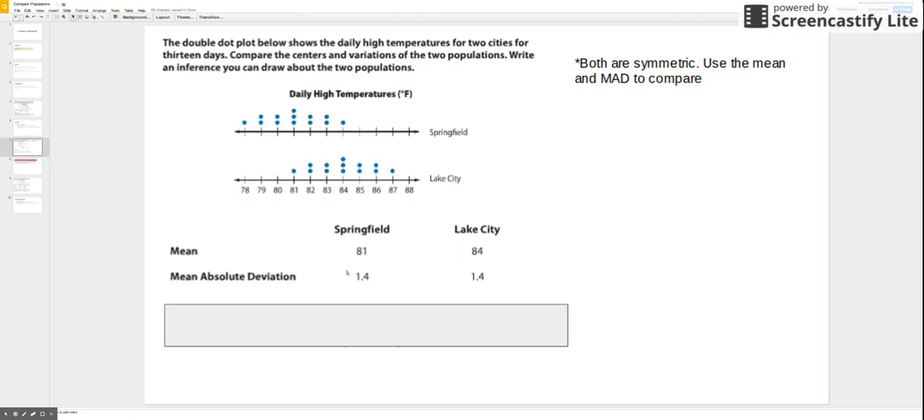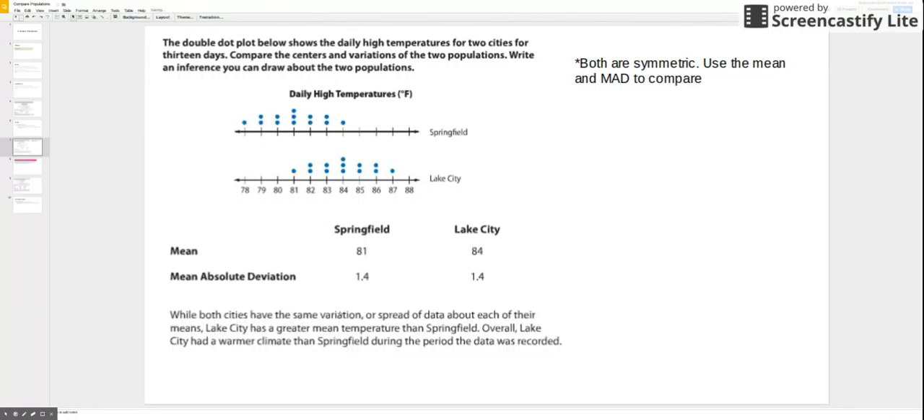So for Springfield, the MAD was 1.4, and for Lake City, the MAD is 1.4. So while both cities have the same variation or spread of data about each of their means, Lake City has a greater mean temperature than Springfield. Overall, Lake City had a warmer climate than Springfield during the period that the data was recorded.